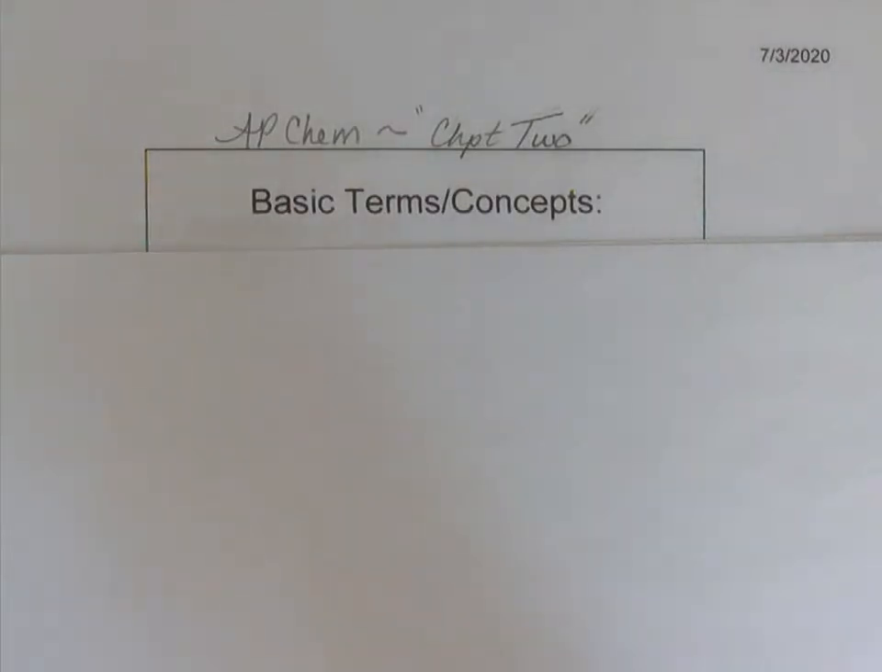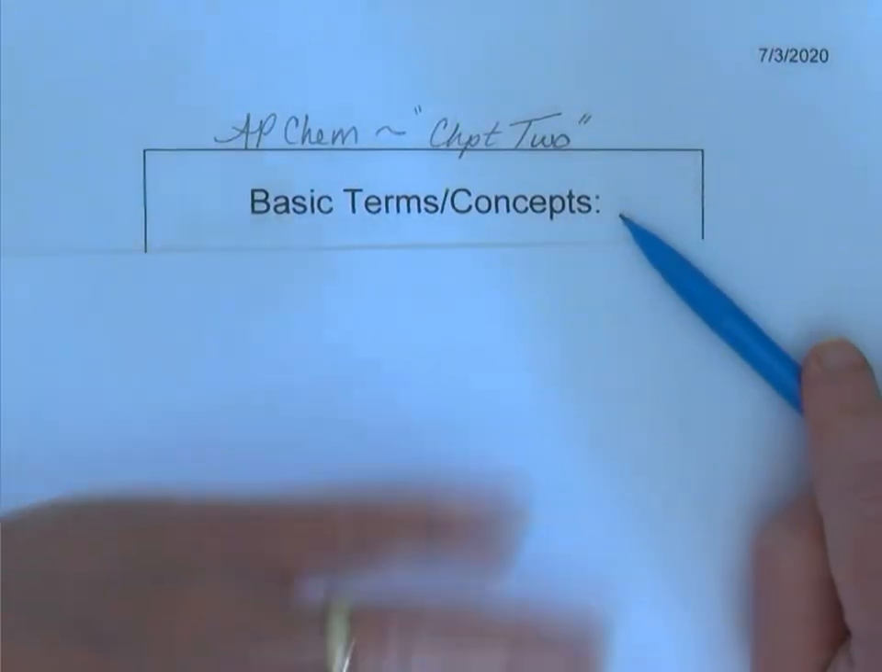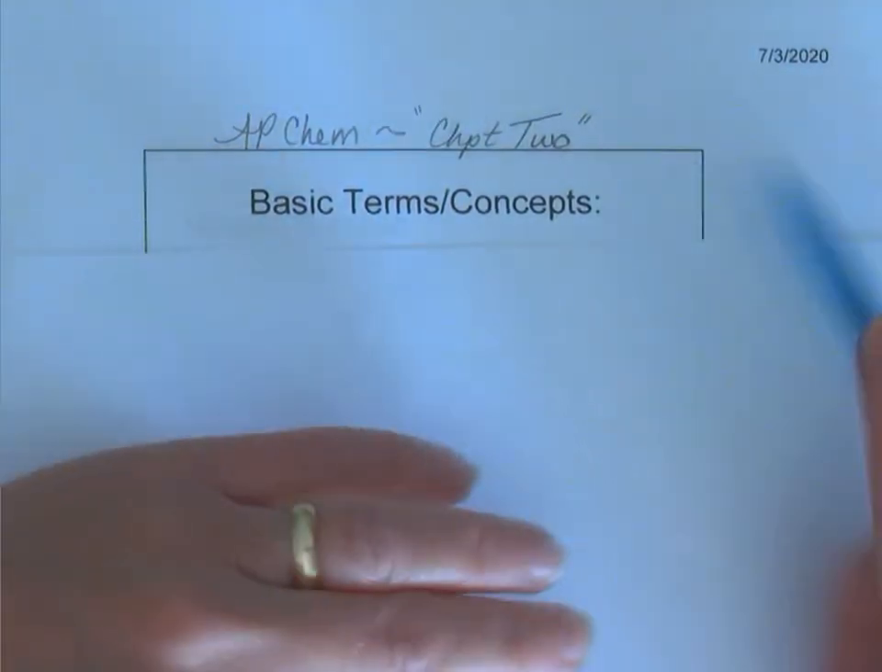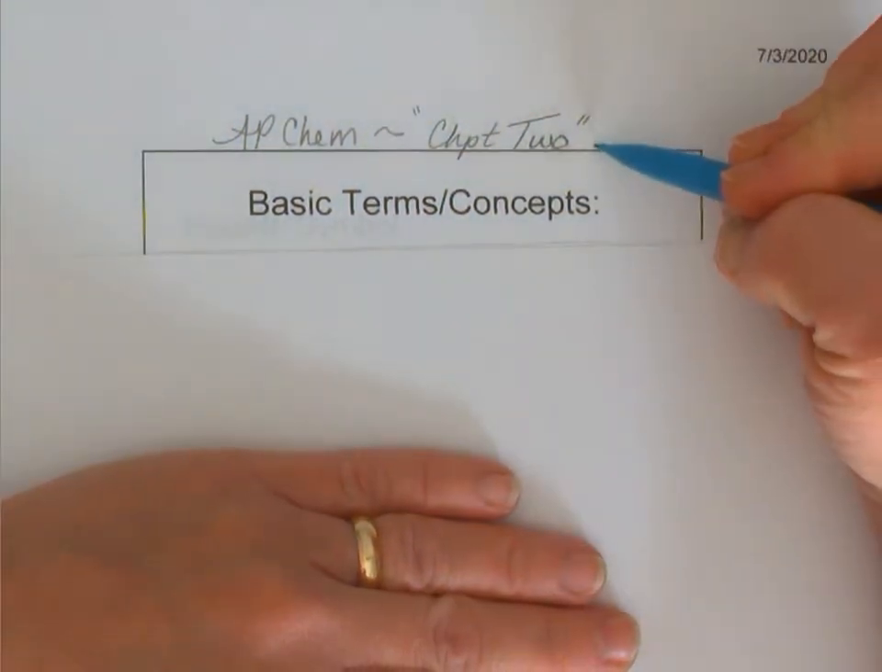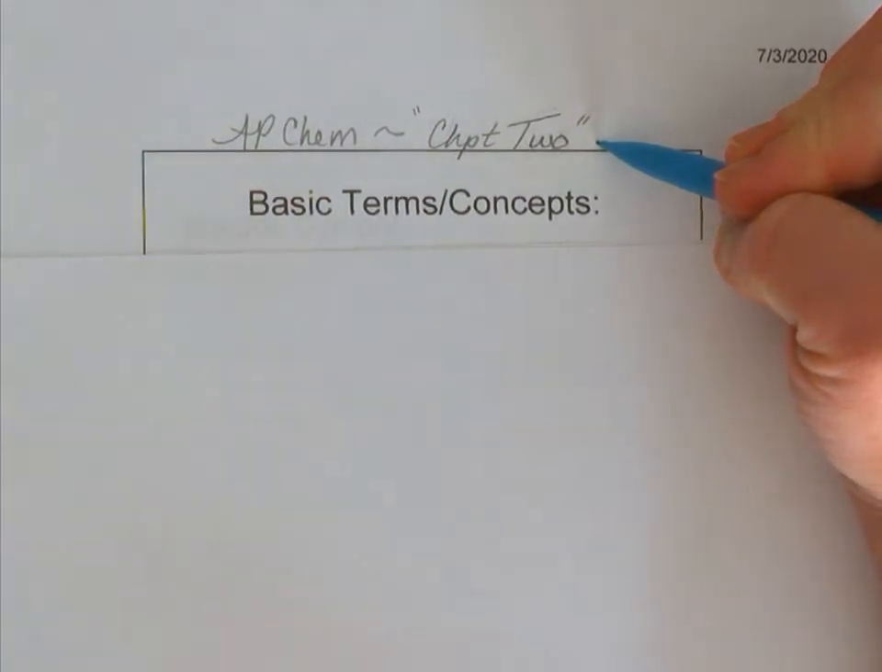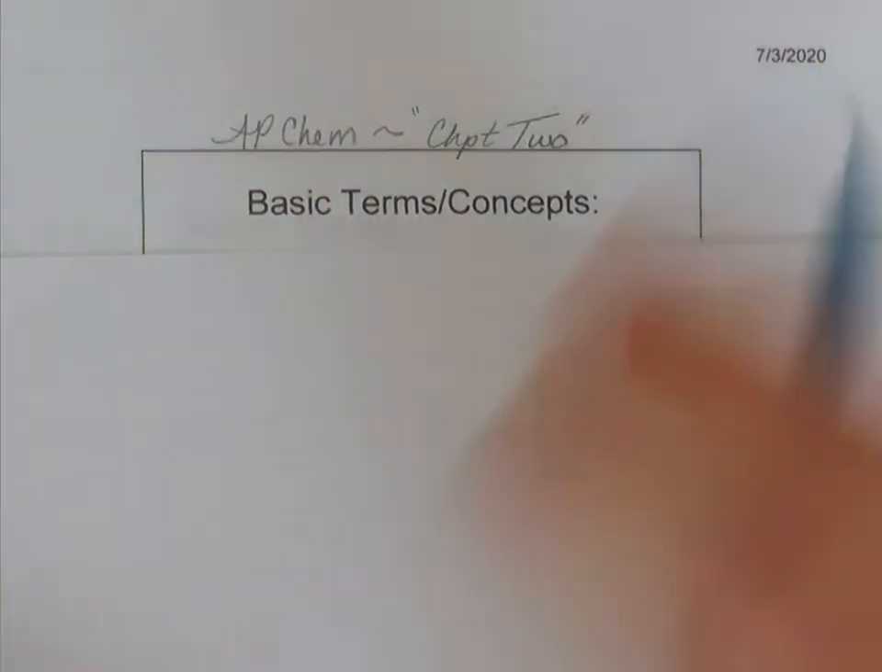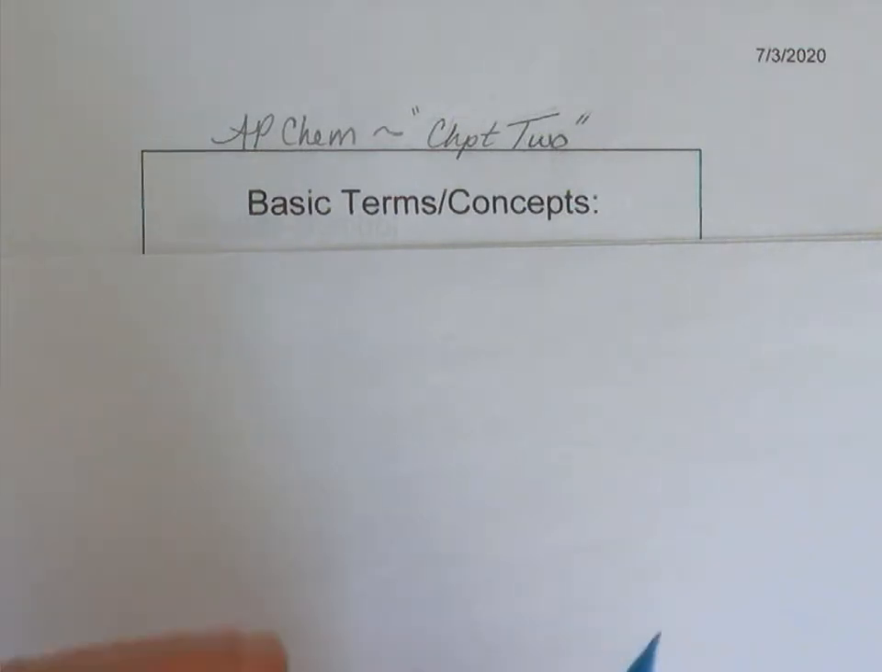Hello AP Chemistry students. This video will go through the most fundamental terms that we often find in Chapter 2 of collegiate chemistry textbooks. We want to make sure we have a firm understanding of these terms because we will be utilizing them throughout the rest of the course.